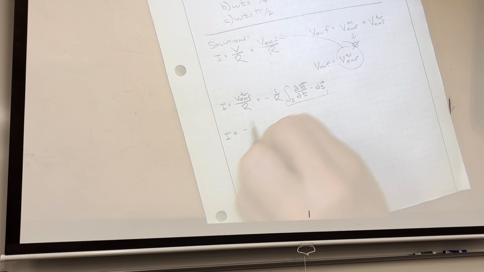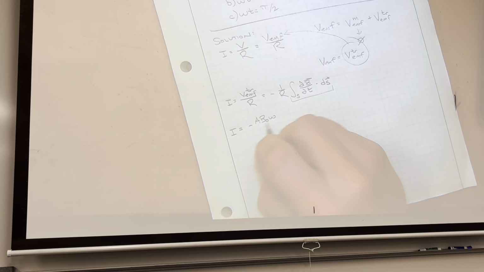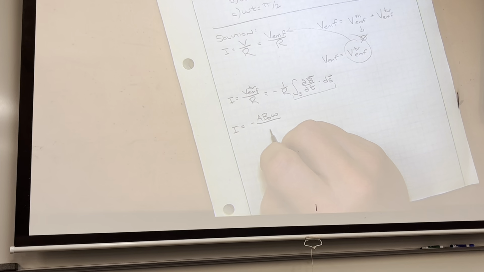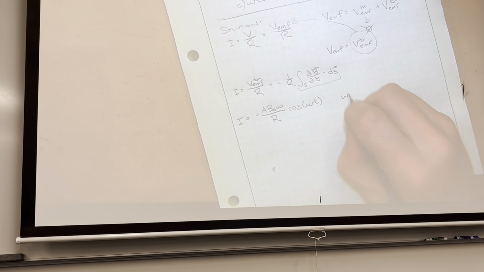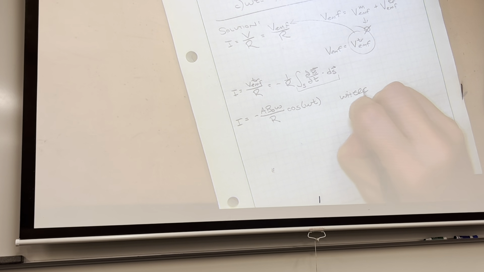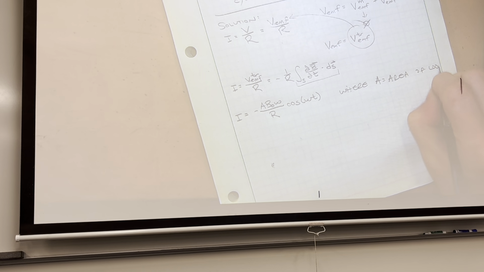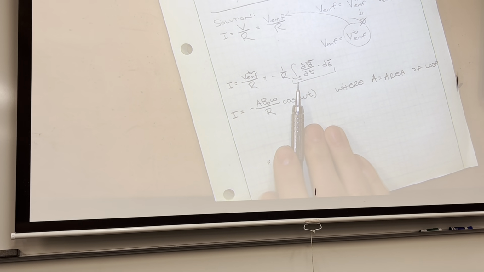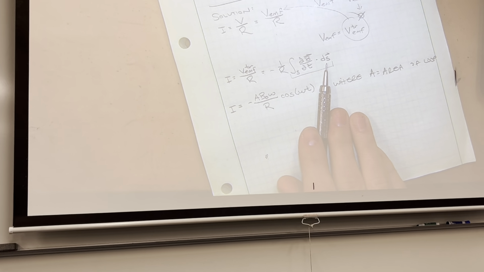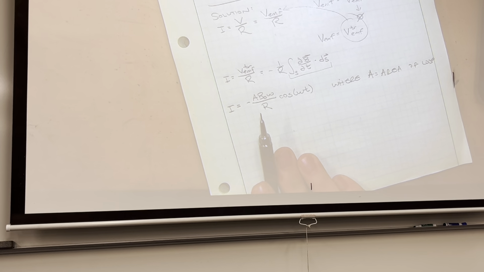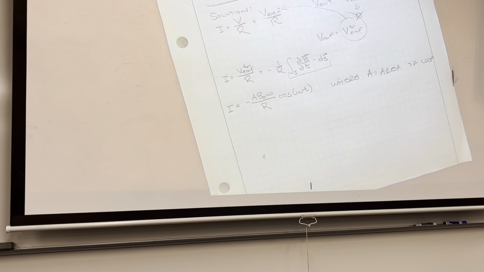This solves out to negative A B naught omega over R times the cosine of omega t, where A is the area of the loop. We took an area, and we're just multiplying by this area. That's what this surface integral dot dS just turned into: the area of the circle. It's not any more complicated than that. So that's how we got area, seemingly from nowhere.